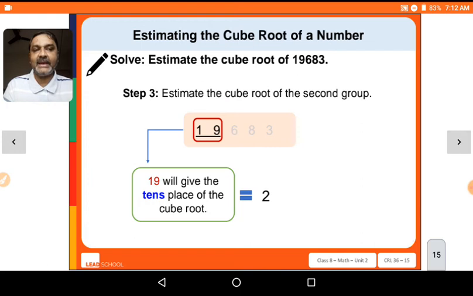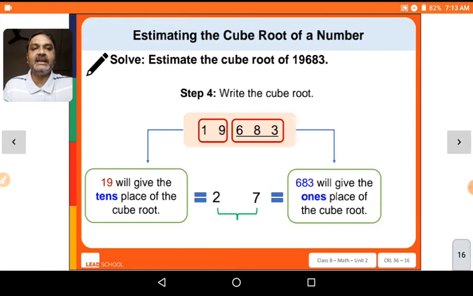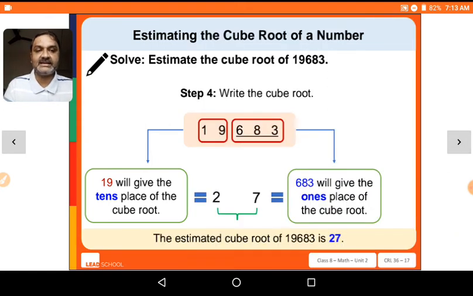So finally, 19 will give the tens place of the cube root equal to 2. Just as 683 gave us 7, 19 gives us 2 in the tens place, because 2 is the lower value between 2 and 3 that we have to cover. Now combine both, that is your step number 4. Write the cube root of 683 gives the ones place, that is 7, and 19 gives the tens place of the cube root, that is 2. So 2, 7 is the root. The estimated cube root of 19683 is 27.